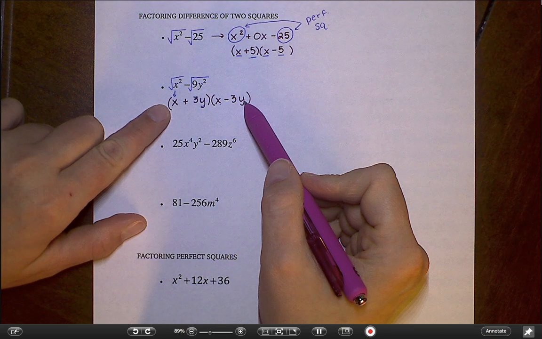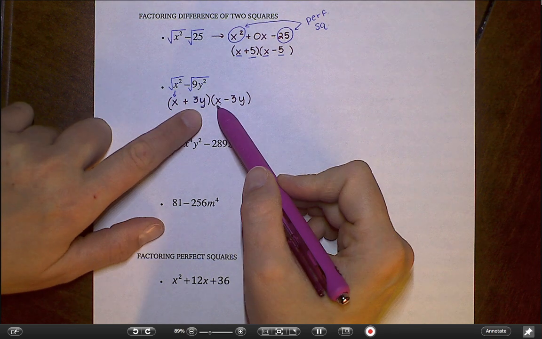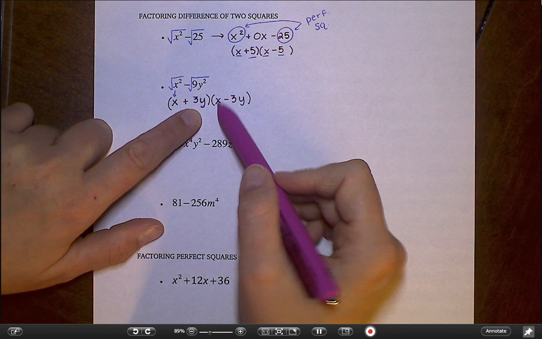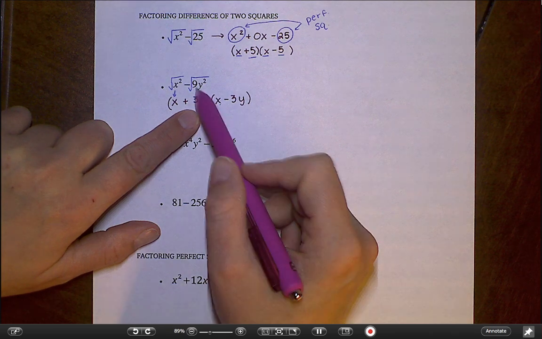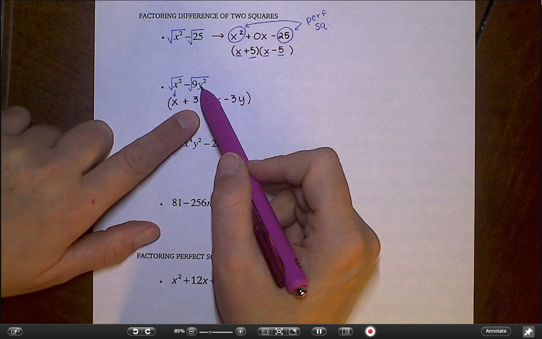Technically here I would get a negative 3xy, but then here I would get a positive 3xy, so those would cancel and I'd get my 0 in the middle. And then 3y times negative 3y would give me negative 9y squared.